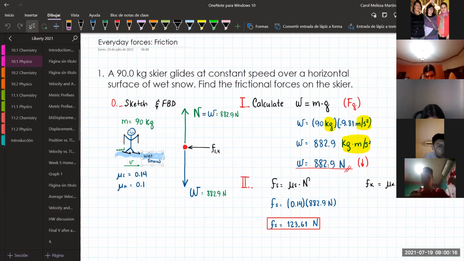And for the kinetic friction, we substitute by the givens. How much is this? It should be 88.29. Did you get the same? Yes, miss. Okay. With this, we finish the exercise.